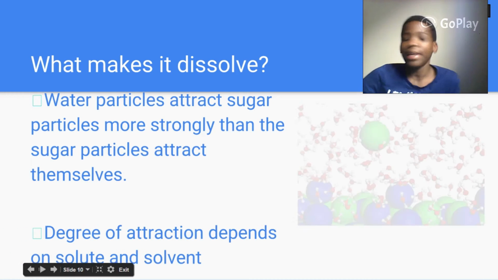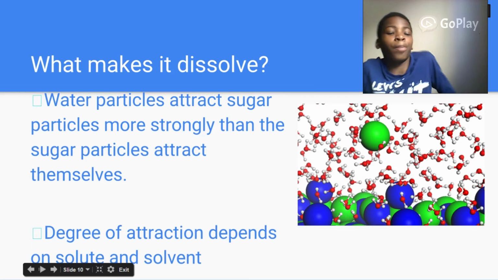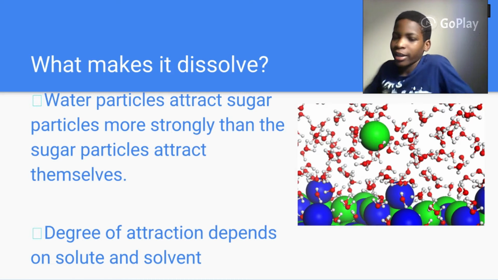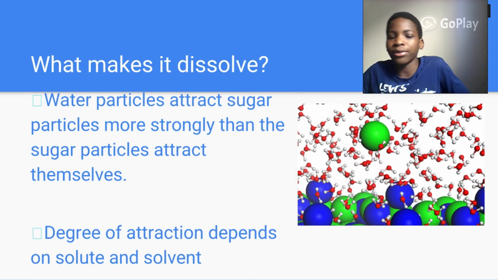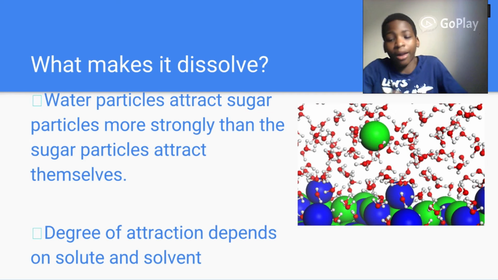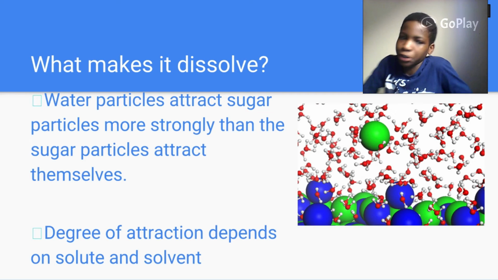So what makes it dissolvable? It's quite simple. The water particles attract the sugar particles. They basically call on the sugar particles more than the sugar particles call on each other, right? So it's kind of like opposites attracting: the water calls on the sugar, and the sugar also calls on the water.